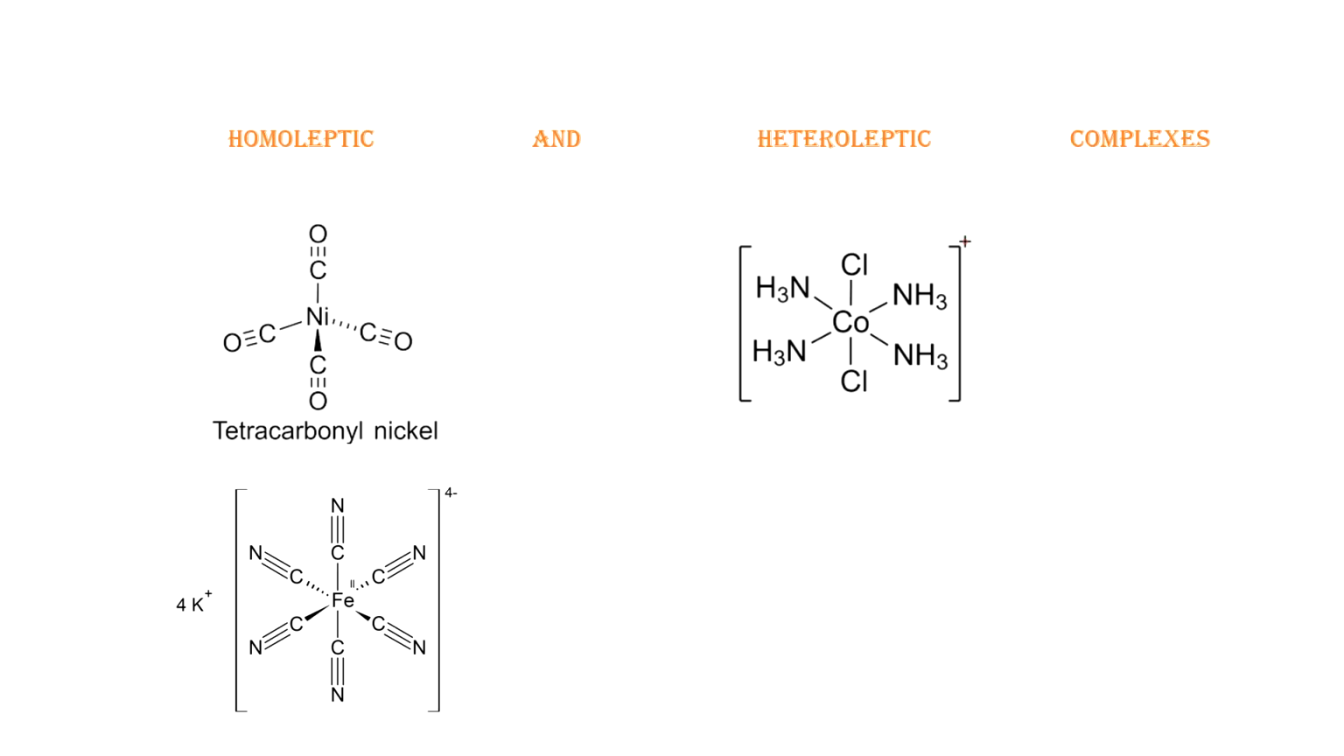Another thing you should know is what homoleptic and heteroleptic complexes are. If all the ligands in a complex are the same, it is called a homoleptic complex. These are two examples of homoleptic complexes, and this one is heteroleptic, because all the ligands are not the same.